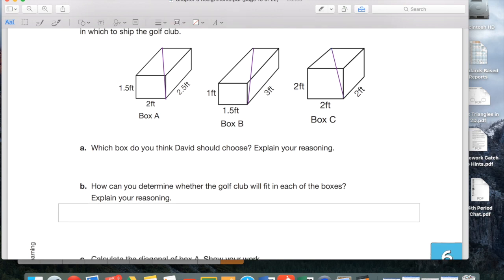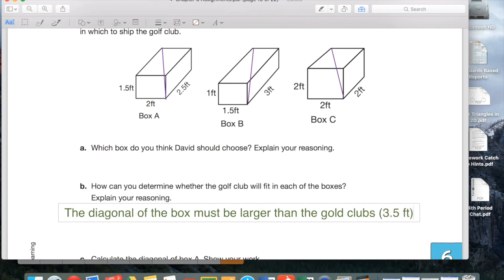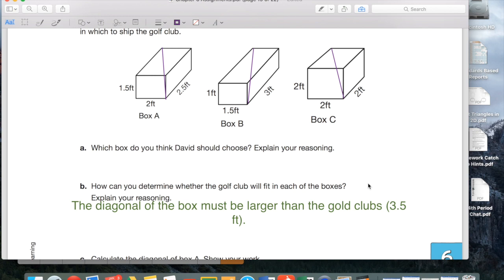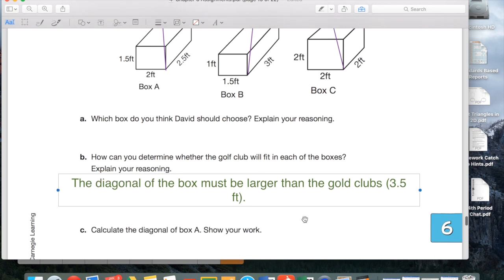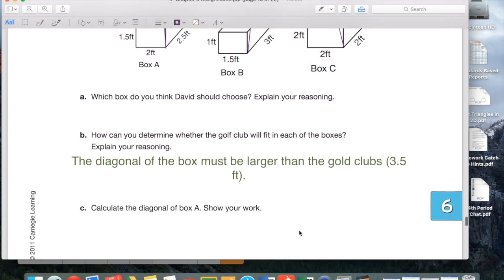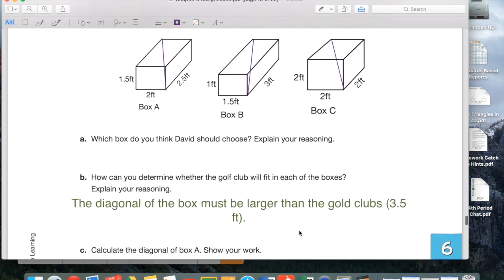How can you determine whether the golf club will fit in each of the boxes? Explain your reasoning. The diagonal of the box must be larger than the golf club's 3.5 feet. And then it says to calculate the diagonal of box A.